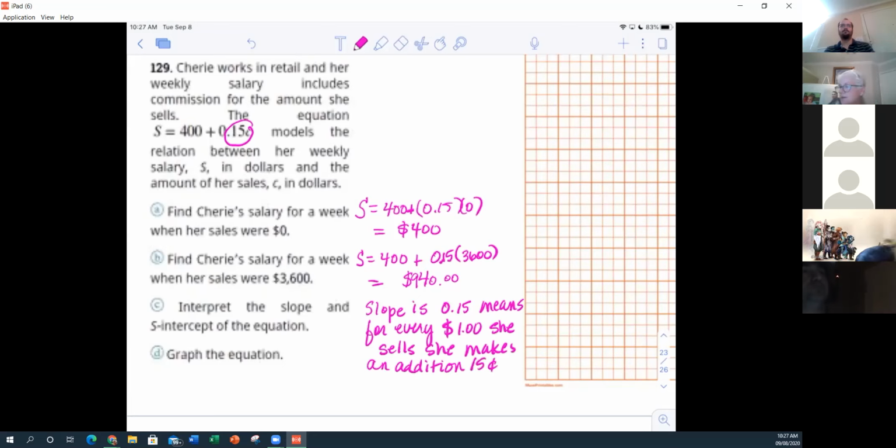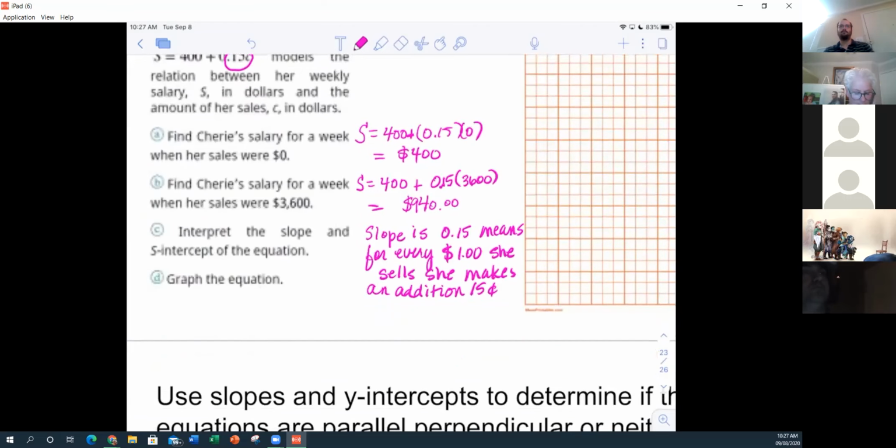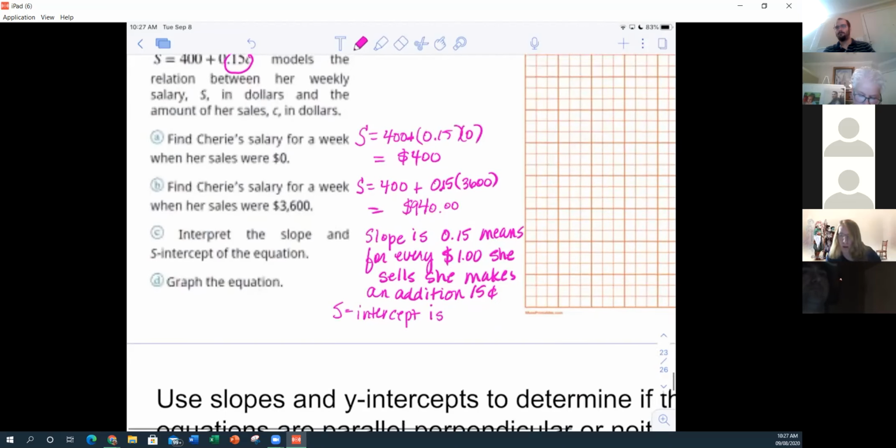And again, you can write it however you want, just as long as it makes sense and it's right. And then the S-intercept is like the Y-intercept. And that would be 400. That means if she makes $0 in sales, she earns $400.